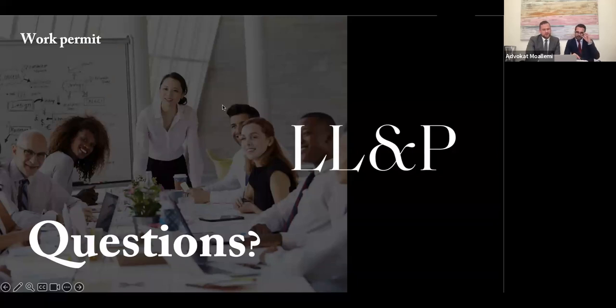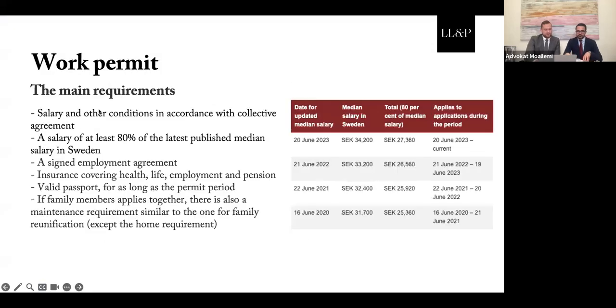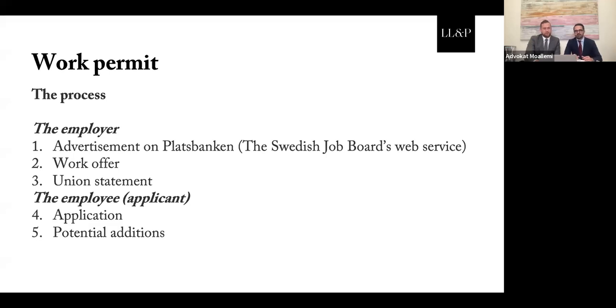So here is one question. Does the employee apply for the work permit, or does the employer do it? If we go back, we have the process here. The employer initiates the process by advertising on Platsbanken. When they have found the person they want to hire, they submit the work offer. Then the union will give a statement. At that point, the employee applies. So the applicant, the employee, is the one applying, but the employer initiates the process. One could also add that if you hire a lawyer, such as my good colleague Johan here, then these steps are something the lawyer can help with, both with the employer and the employee.